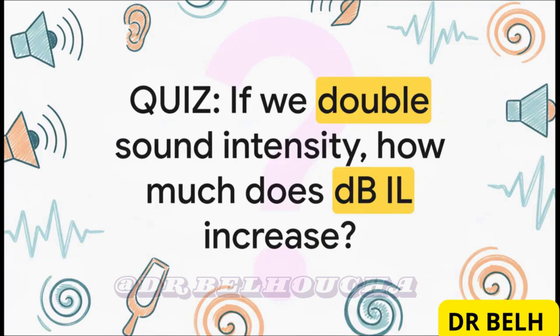Come on, let's do a quick quiz to lock this in. If you double the sound intensity, how many decibels does the dB IL increase by? The answer is C, 3 dB. Remember that doubling rule: double the intensity, add 3 dB.